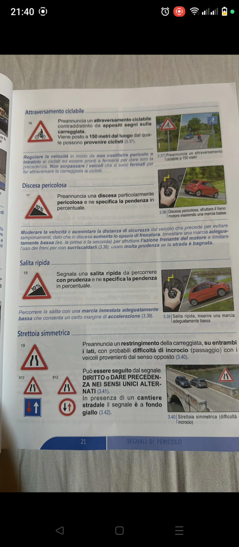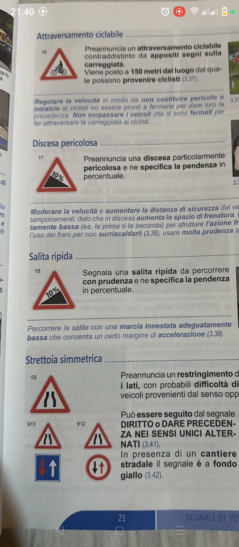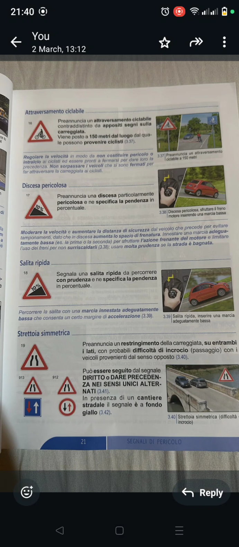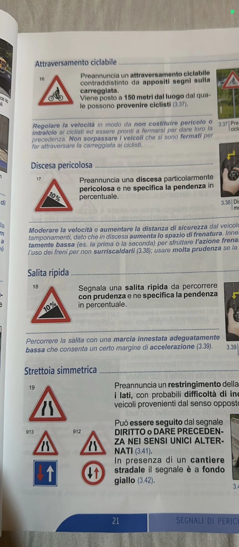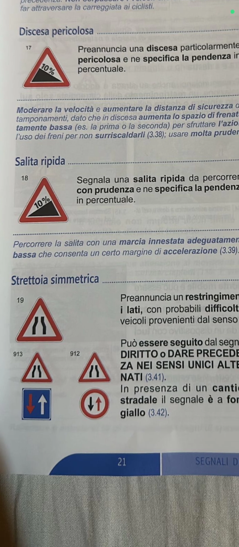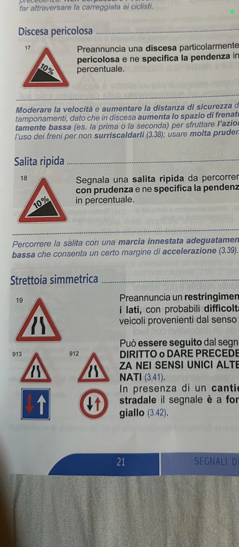Thank you. So today we are seeing chapter 2, lesson 10. We have already done with this salita rapida, this climbing road, when the road is on a hill. So today we'll be doing one Struttura Simmetrica. So our lesson today is Struttura Simmetrica.